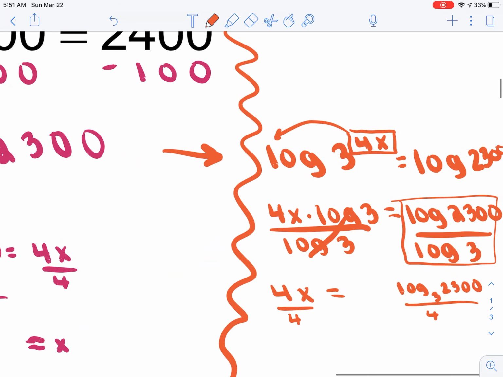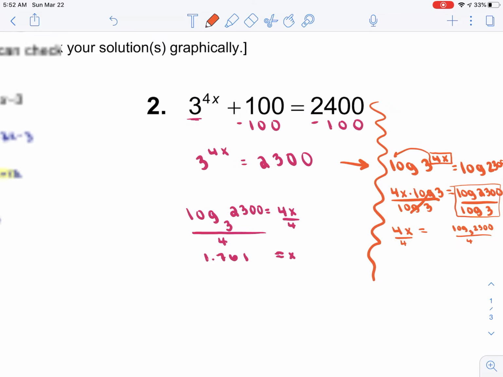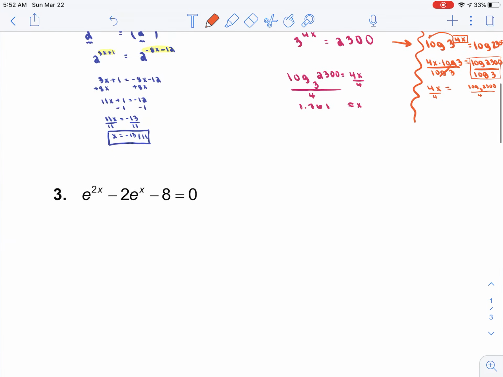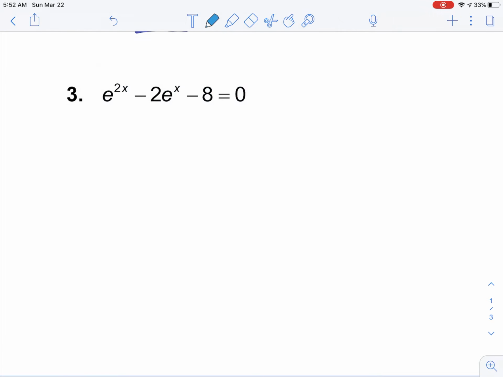Some of you might have learned it this way last year, where you put a log on each side, which works the same exact way, and you get the same exact answer. So you can decide which you like better. Final problem on this page, and then I think there's one on the back we have to look at, is definitely a very different problem.